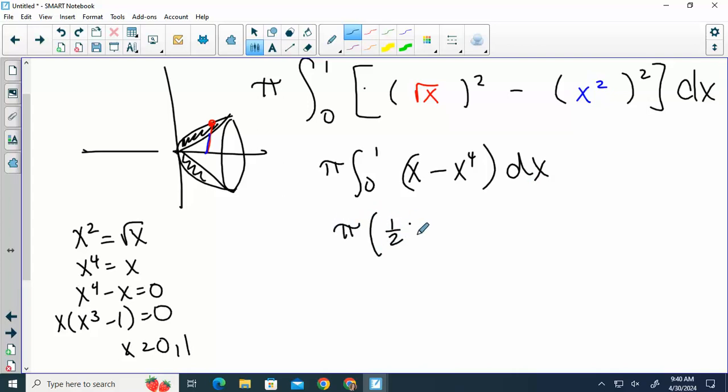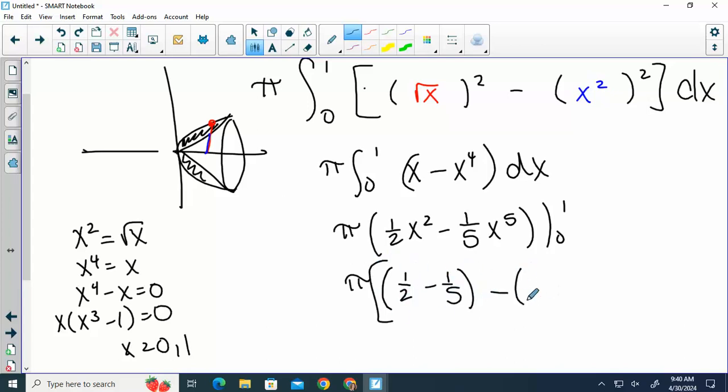Antiderivative of x, 1/2 x squared. Antiderivative of x to the 4th, 1/5 x to the 5th. Again, 1/2 minus 1/5, plug in 0, 0. So 3 pi over 10.